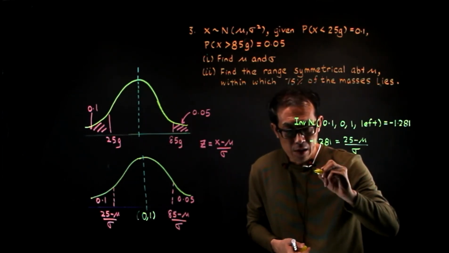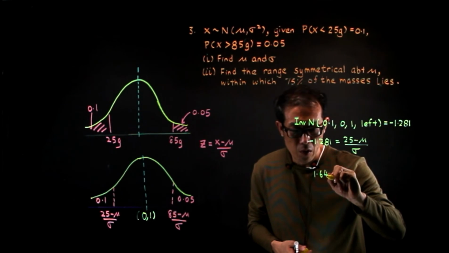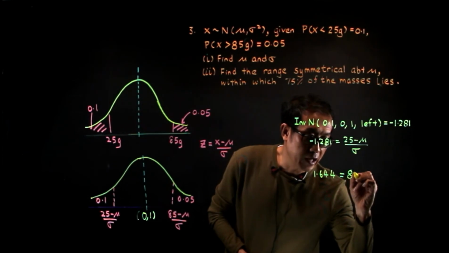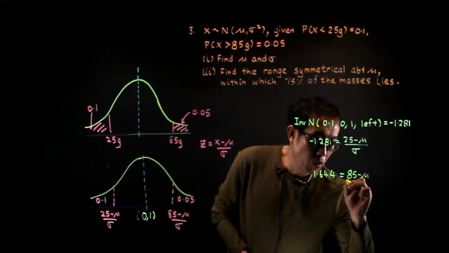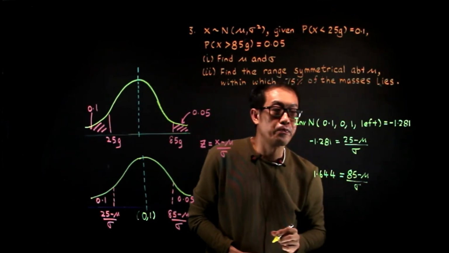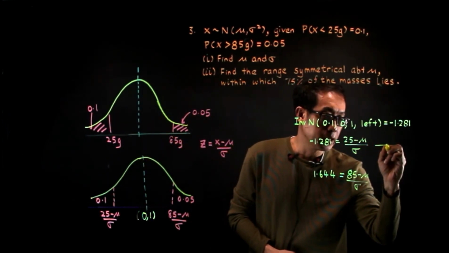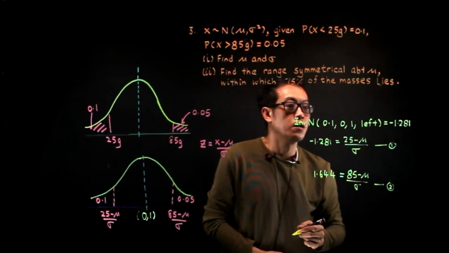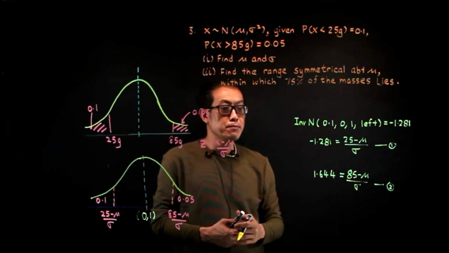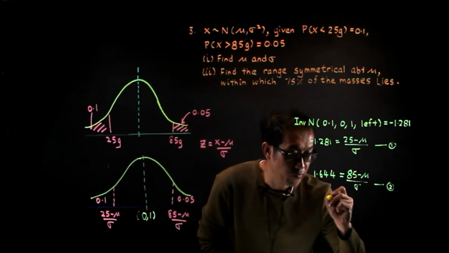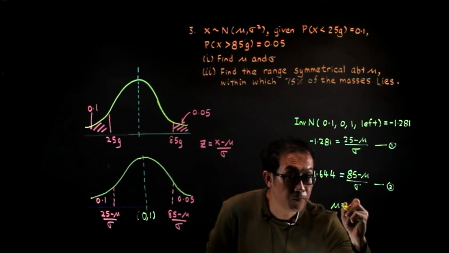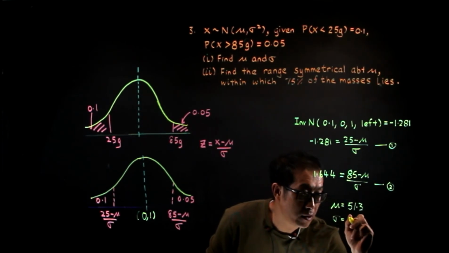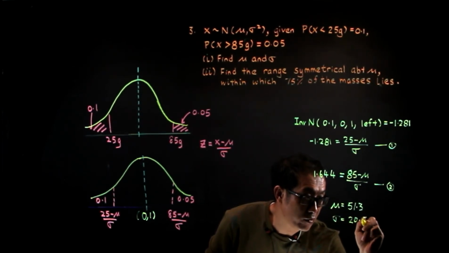All right, so you got 1.644, and this point corresponds to 85 minus mu over sigma. Now, let's call this equation 1 and this equation 2. So you can go ahead and solve this simultaneous equation, and you will get the value of mu to be 51.3 and sigma to be 20.5.